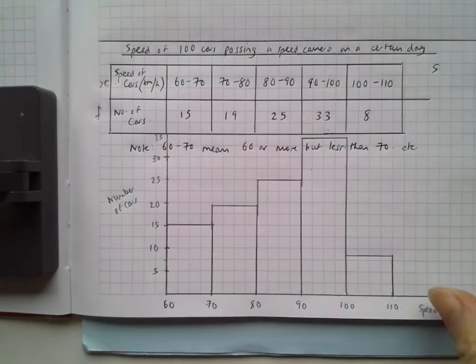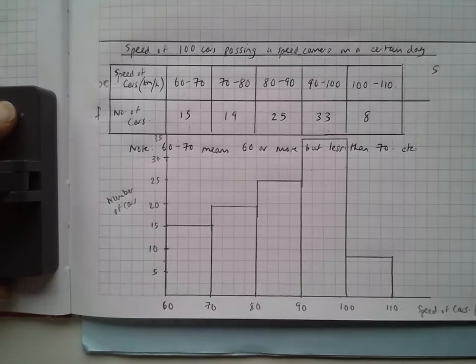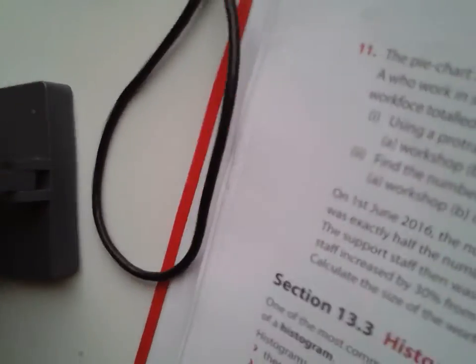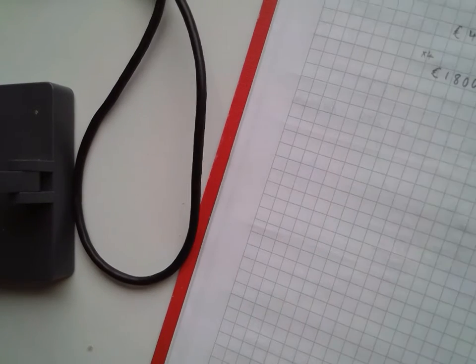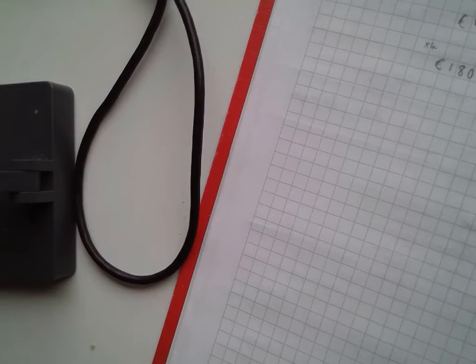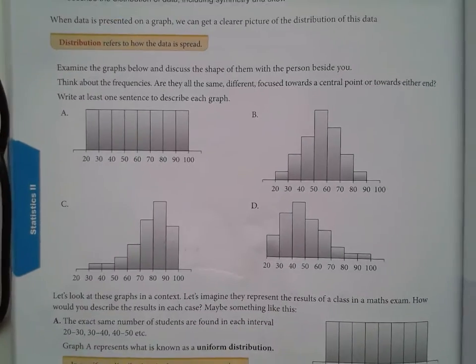Just very quickly, one last thing that a histogram is useful for, and that's showing the distribution of data. This isn't something we talk about too much in Junior Cert, but we do talk about it a lot in Leaving Cert, so I'm just going to mention it to you now. When you're drawing a histogram, here are some histograms that they've drawn.